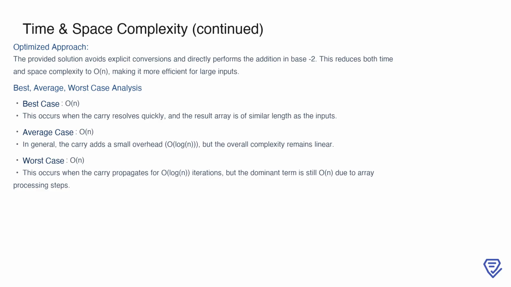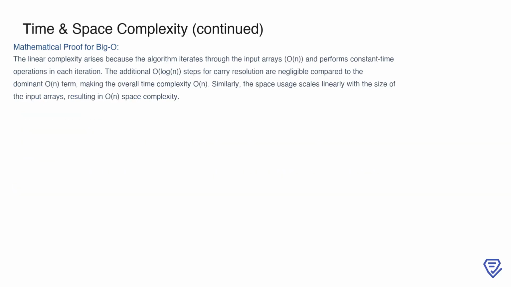In the best case, the carry resolves quickly, and the result array is similar in length to the inputs. For the average case, the carry adds a small overhead of O(log n), but the dominant term remains O(n). Even in the worst case, where the carry propagates for log n iterations, the overall complexity is still O(n), because array processing steps dominate. To solidify this, we can mathematically prove the big O complexity.